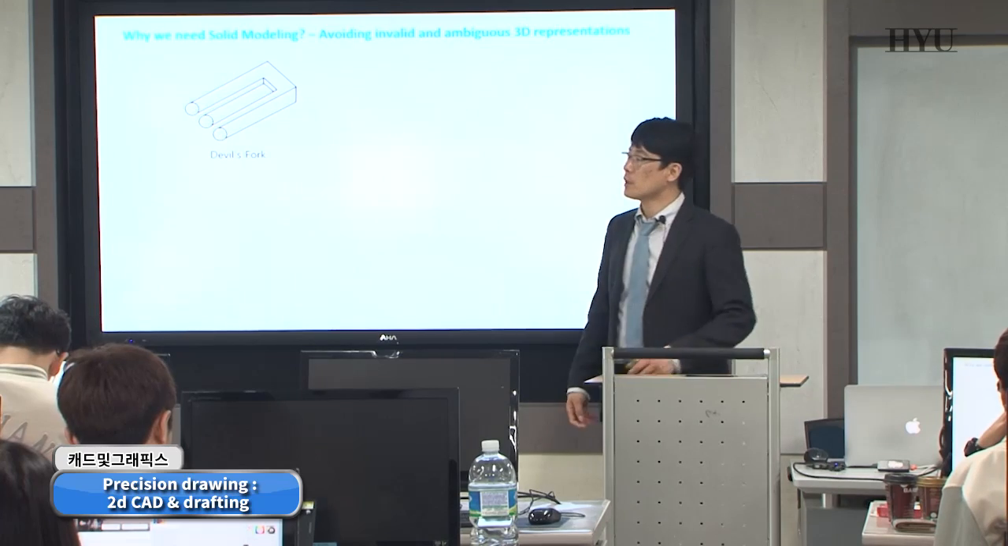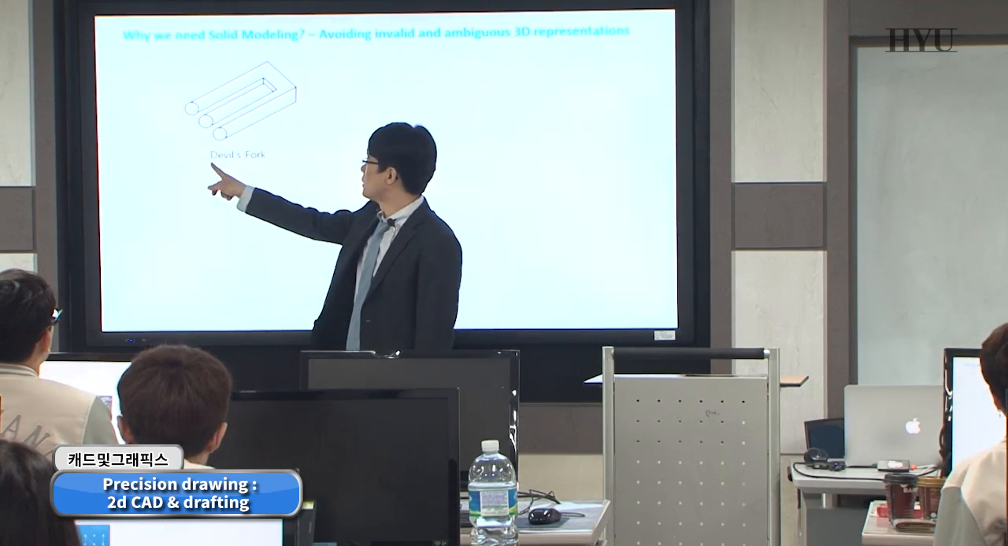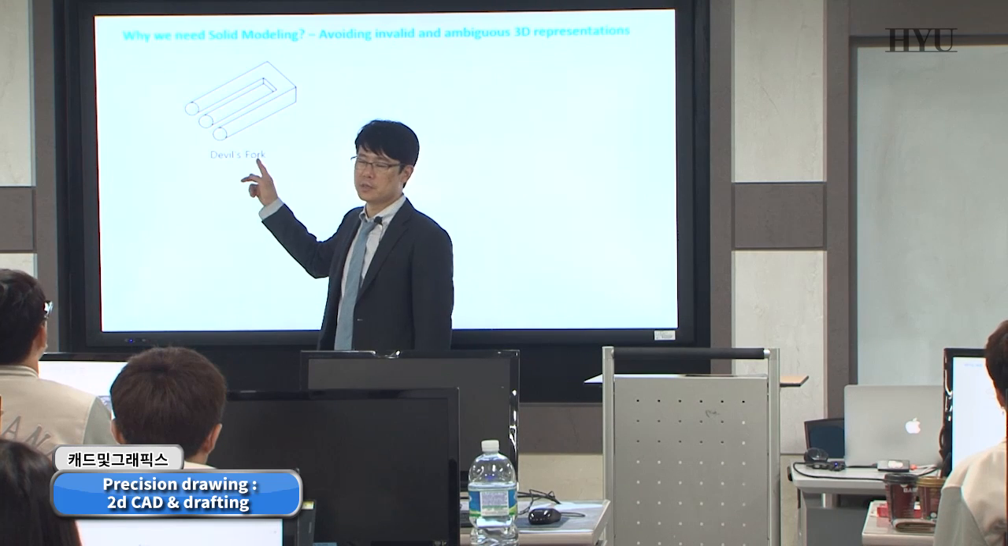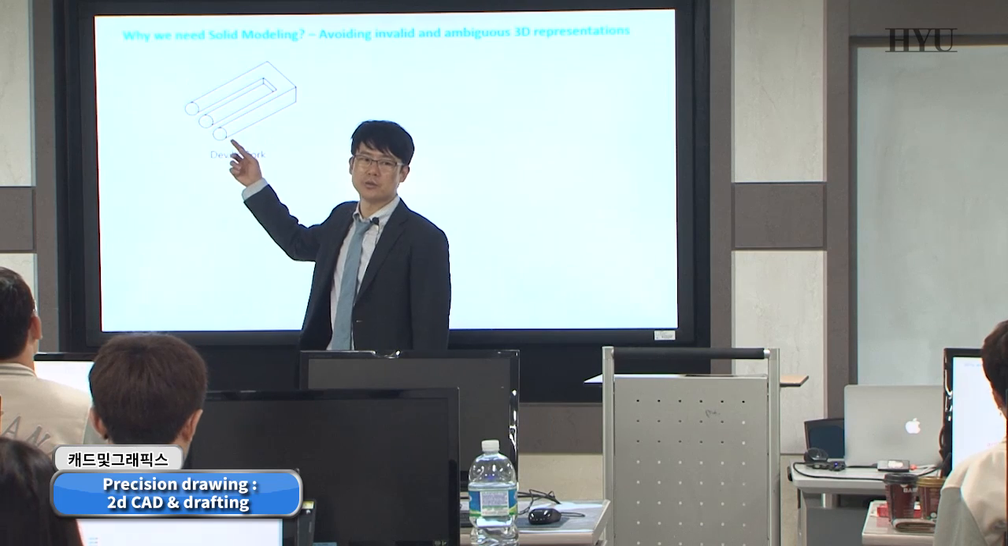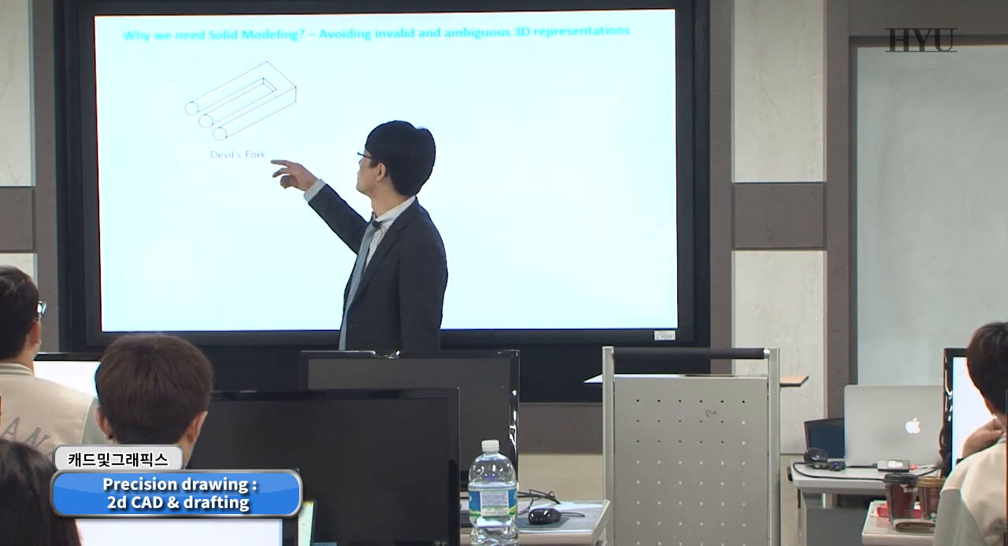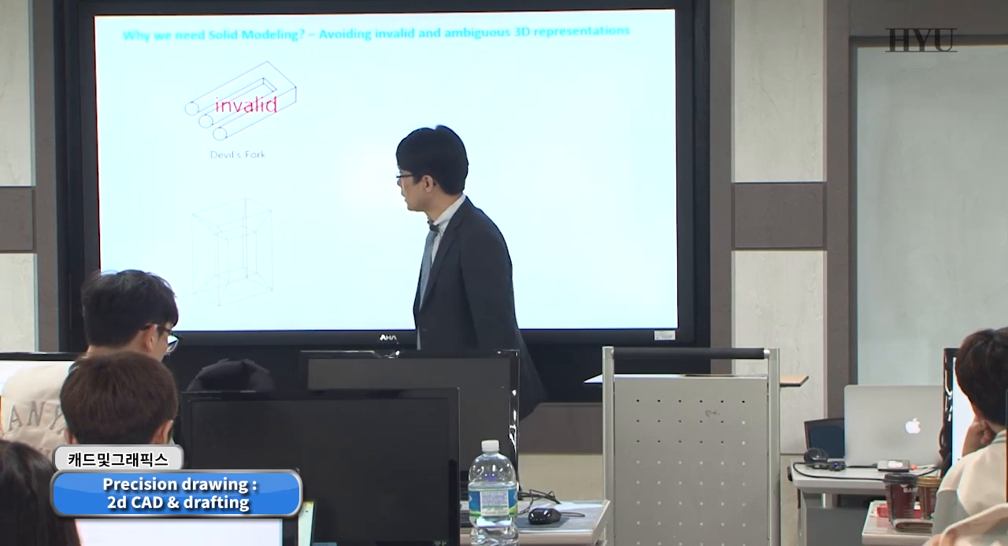Okay, some more examples. The first one, this is the devil's fork, famous devil's fork. You know this is a fake, okay? This is a trick, just an illusion. This is invalid, of course. How about this one?